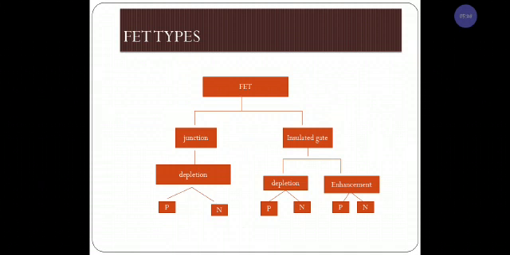This depletion junction field effect transistor can be classified into two types. One is P channel and another one is N channel. Depletion MOSFET can be classified into two types, P channel and N channel. Enhancement mode can be classified into two types, P channel and N channel.